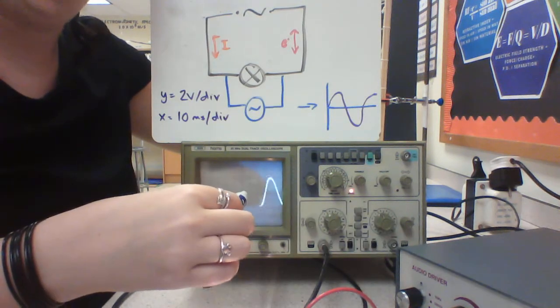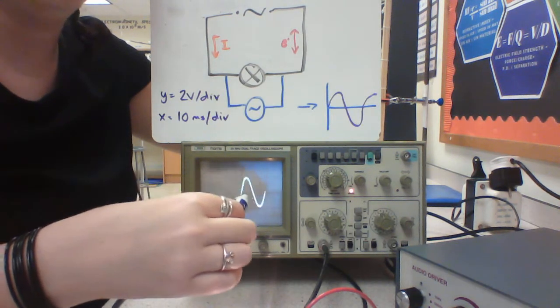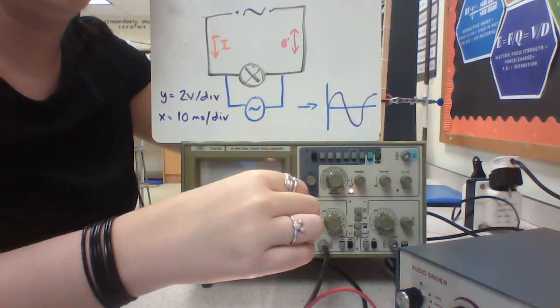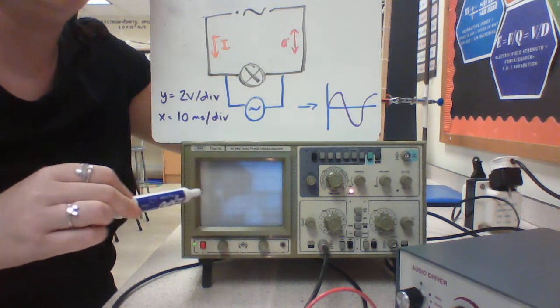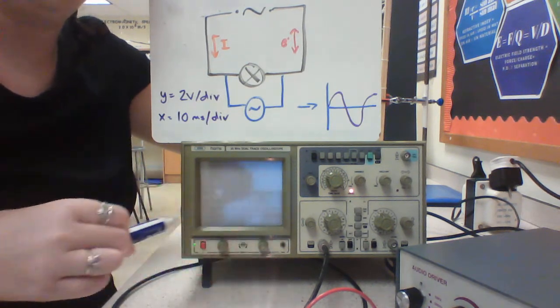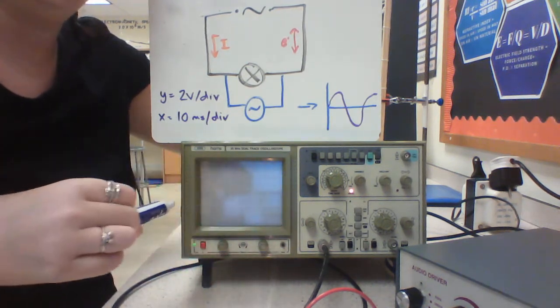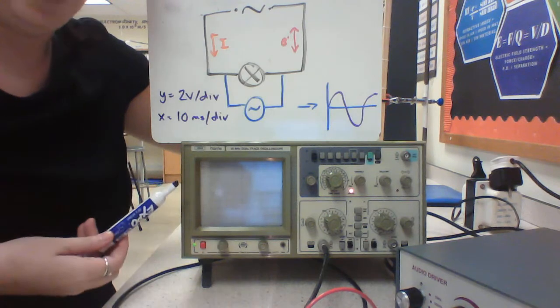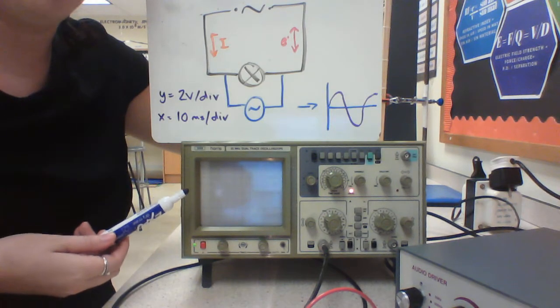That would be them in their equilibrium position. When they're crossing their equilibrium position is when you get 0 volts here. So peak is maximum voltage, equilibrium position is 0 voltage, other way, back and forth, back and forth. So your electrons are doing that. They're not moving around the circuit, they're just going back and forth, and you get a sinusoidal shape of graph.